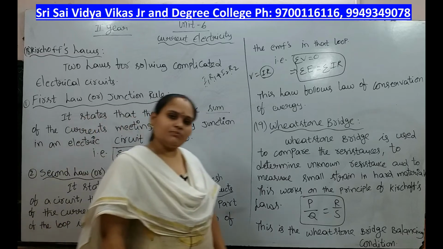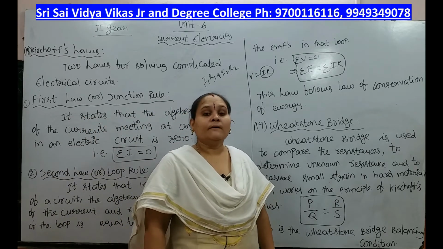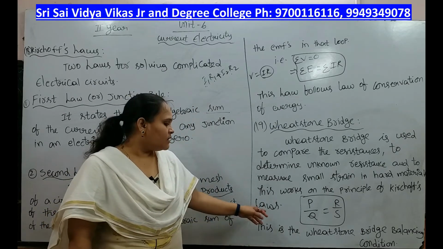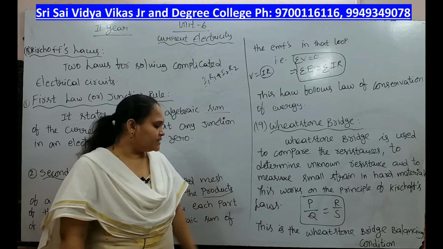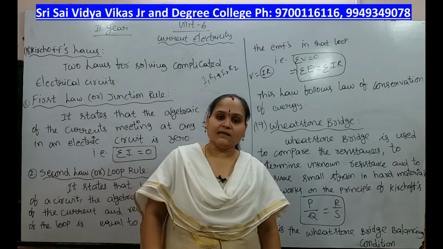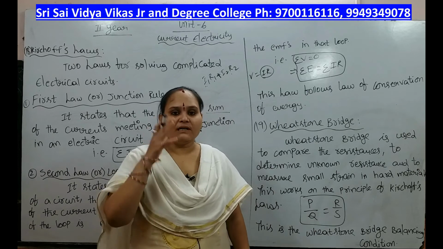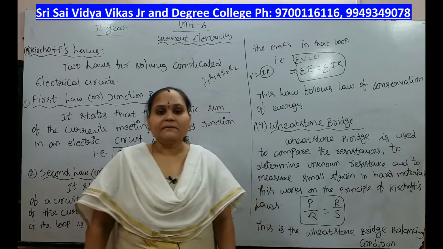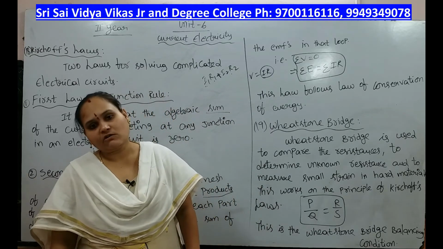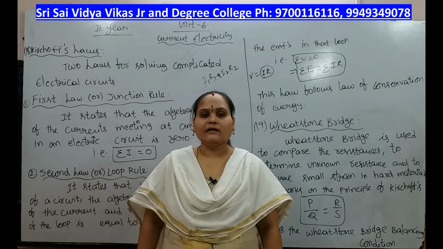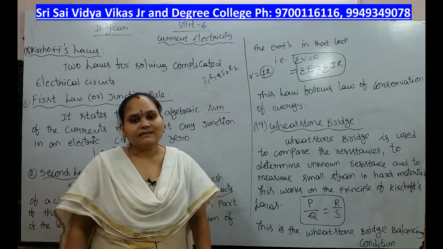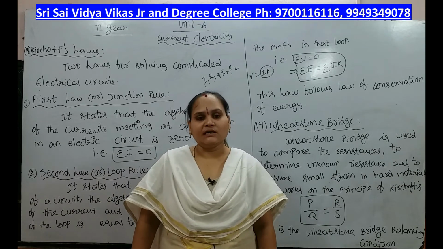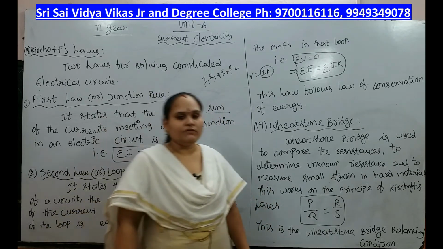This works on the principle of the Kirchhoff laws. The rule is P by Q equals R by S, where P, Q, R, S are all resistors. This is the Wheatstone bridge balancing condition. The Wheatstone bridge compares the resistances and is also used to find the unknown resistance. The bridge balancing condition is achieved by equating P by Q equals R by S, and it works on the principle of the Kirchhoff laws.